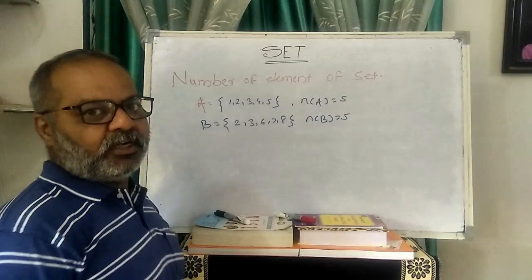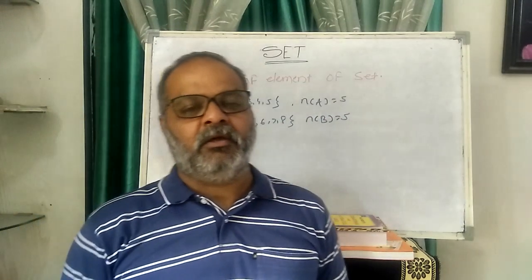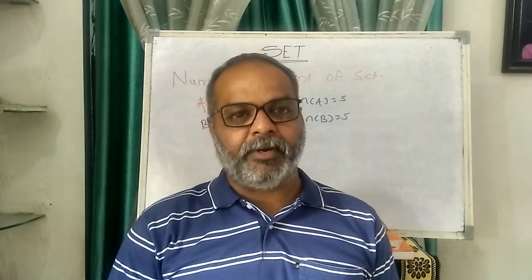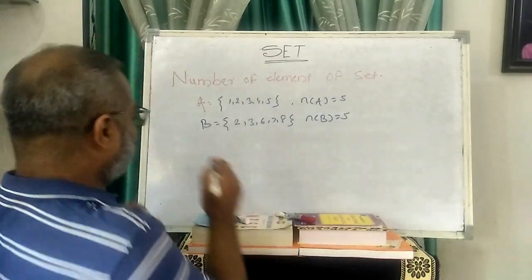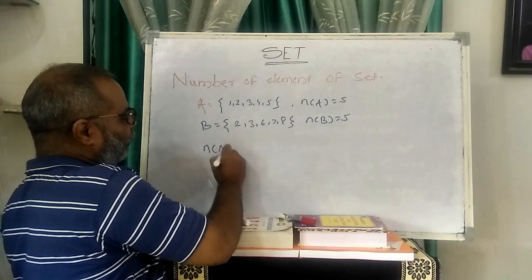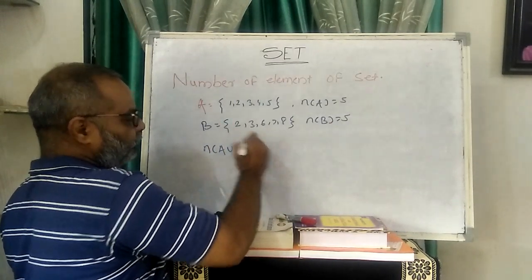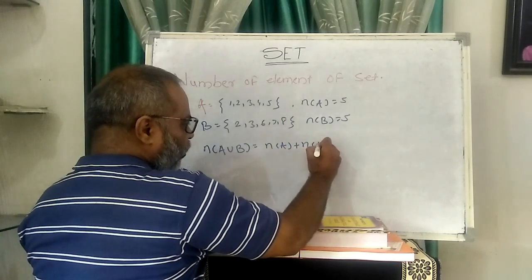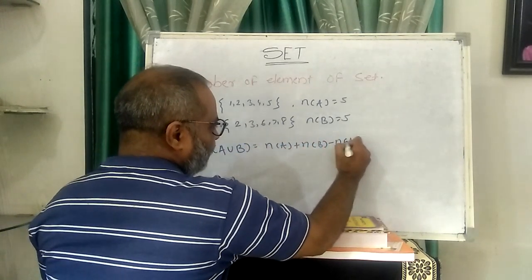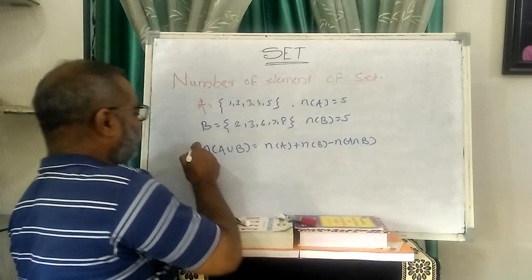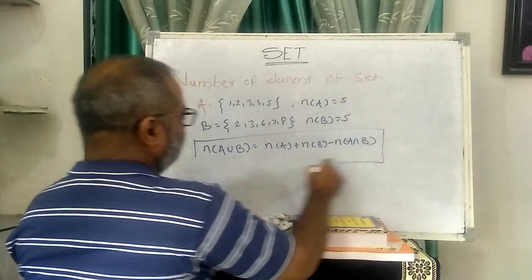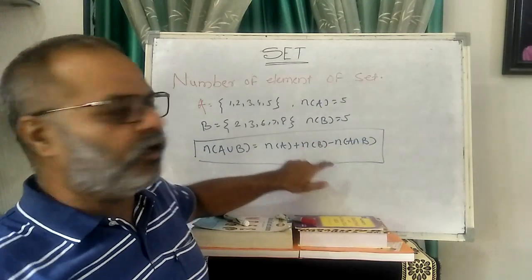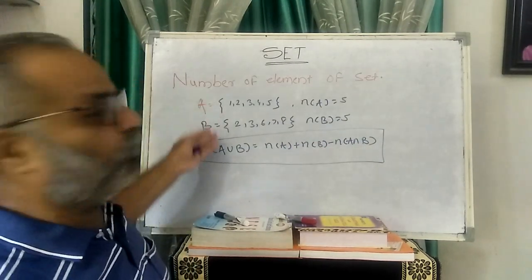Okay. So there is one formula that gives the relation between union, intersection and the number of elements of the given sets. So what is that relation? n of A union B is equal to n of A plus n of B minus n of A intersection B. Okay. So this is the relation between the union of sets, the intersection of sets and the given sets. We will prove it with the given example.